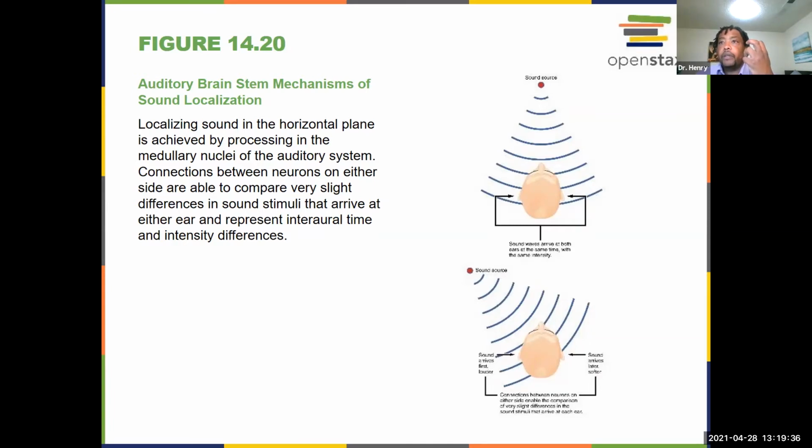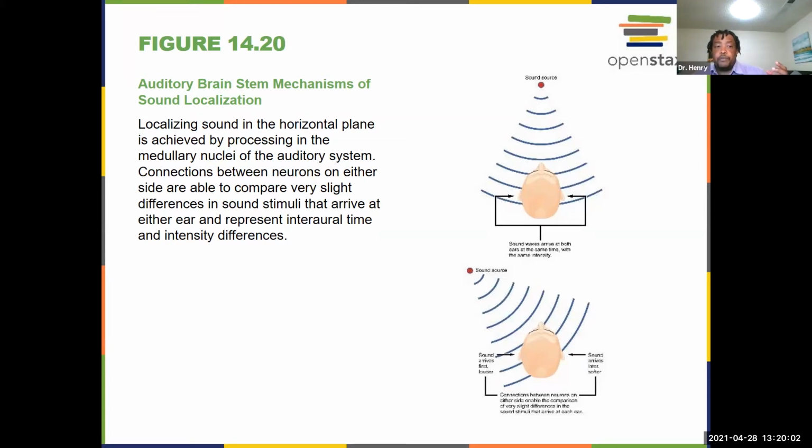it's going to be louder. And then the ear on our right-hand side, sound is going to arrive there later, and it's going to be softer. And so the connection between the neurons on either side is going to be used for comparison. They're going to compare the sound from one side to the other side to get a difference in that intensity. Also in terms of time.